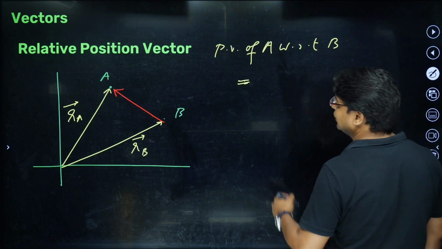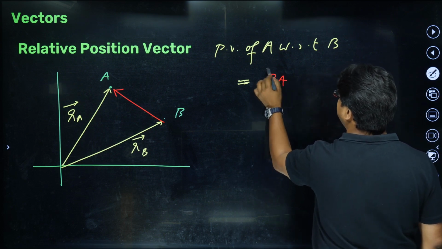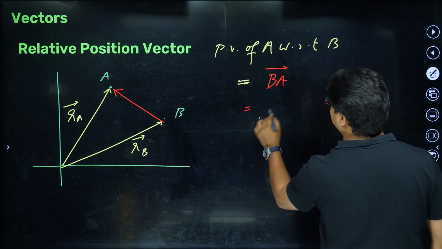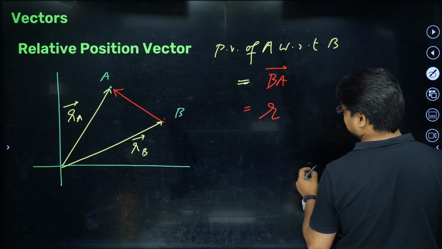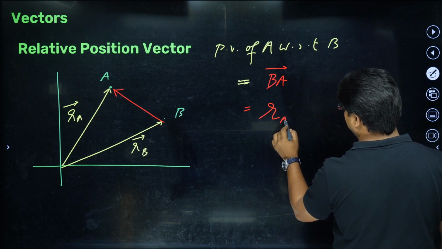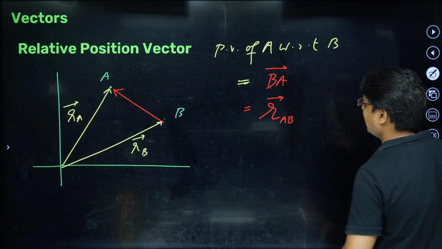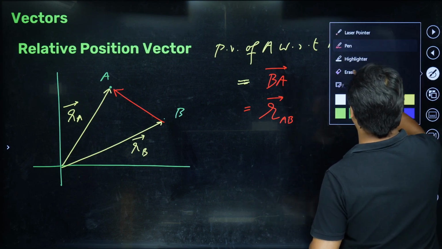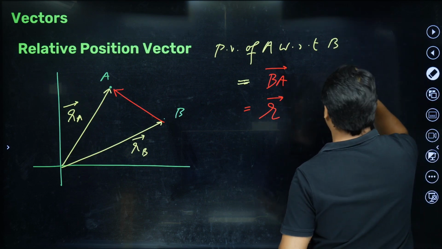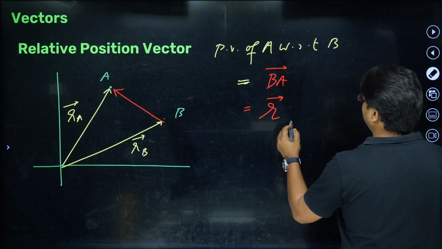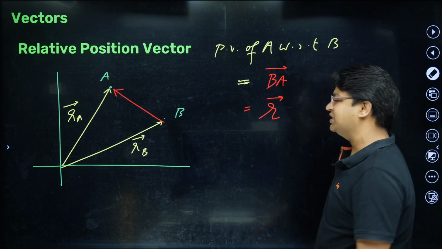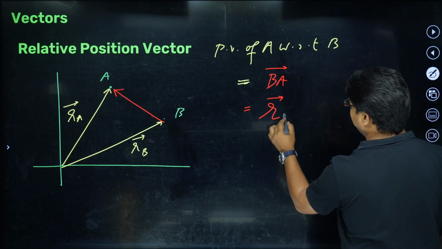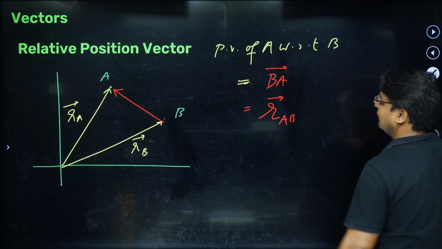Alright, and how do we denote this vector? One way is to write it as BA, because the tail is at B and the head is at A. Another way is to write it as RAB vector, that is the position vector of A with respect to B. We can avoid this, it will probably confuse you. It actually depends on how the person has described it. If I'm saying that the first alphabet will represent the head and the second the tail, then we can write it like this.